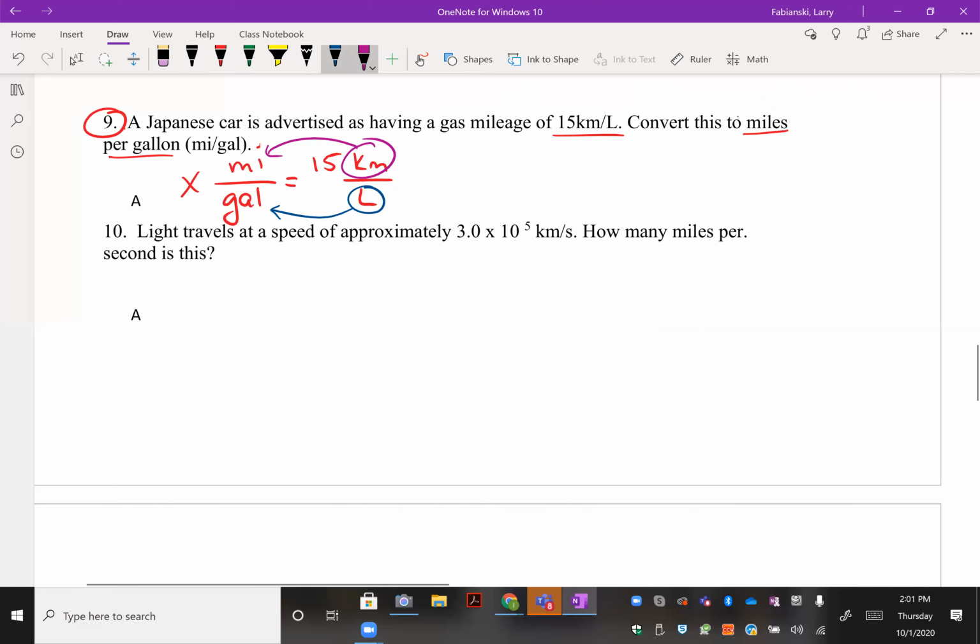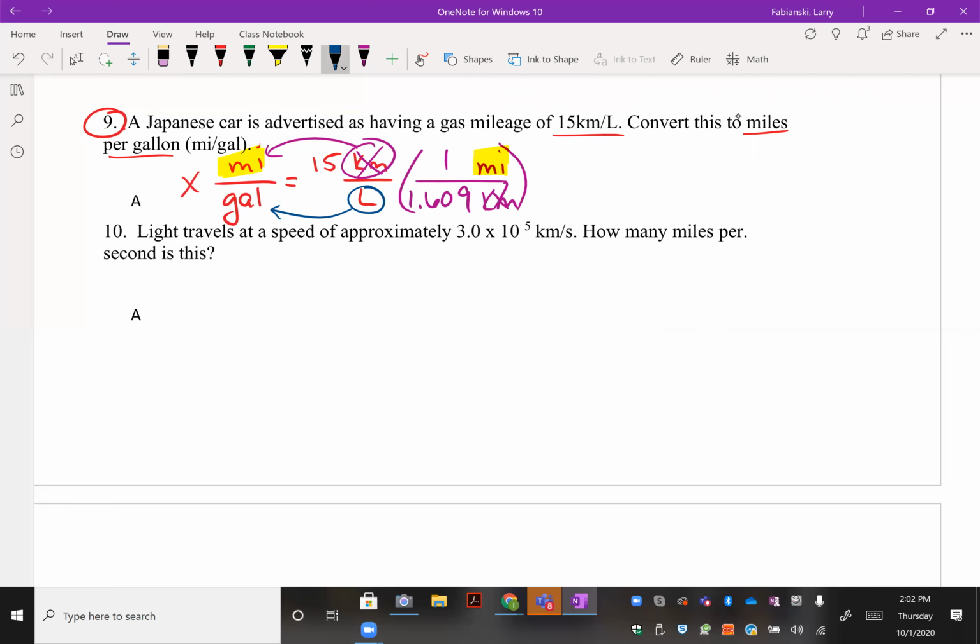So let's first do the kilometers to miles. Kilometers on top cancels with kilometers on the bottom. Looking at our equality sheet, we do have something that takes us from kilometers to miles. For every 1 mile, it is 1.609 kilometers. We wanted to end with miles on the top, and we have miles on the top. We're good.